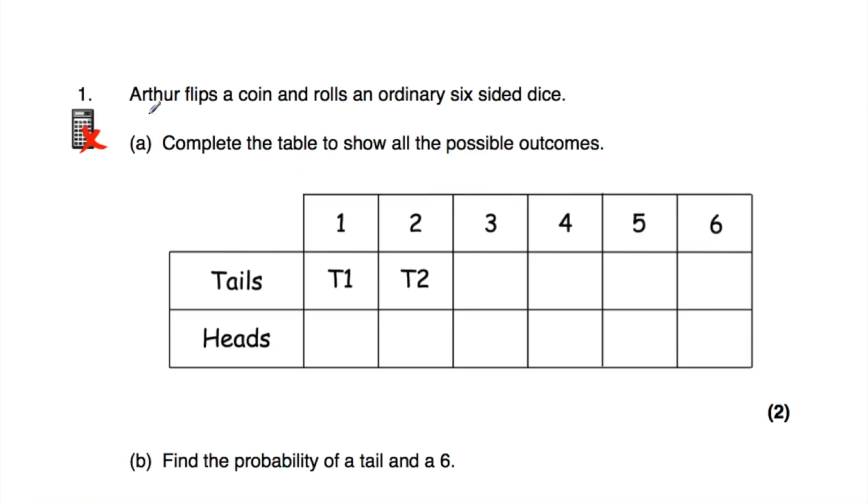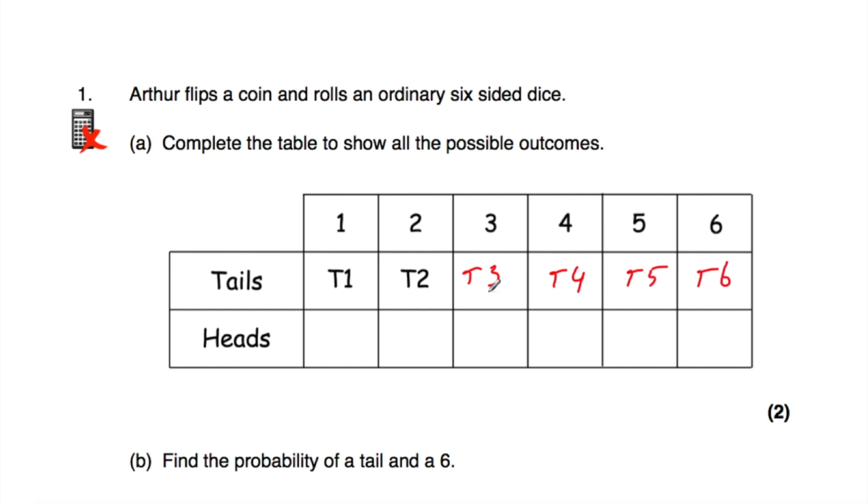So question number one says, Arthur flips a coin and rolls an ordinary six-sided dice. We've been asked to complete the table to show all the possible outcomes. So if we have a look here, he could get a tail on the coin and a 1 on the dice, and that'll be a tail and a 1. He could get a tail and a 2, and so on. So our next one will be a tail and a 3, then a tail and a 4, a tail and a 5, and a tail and a 6.